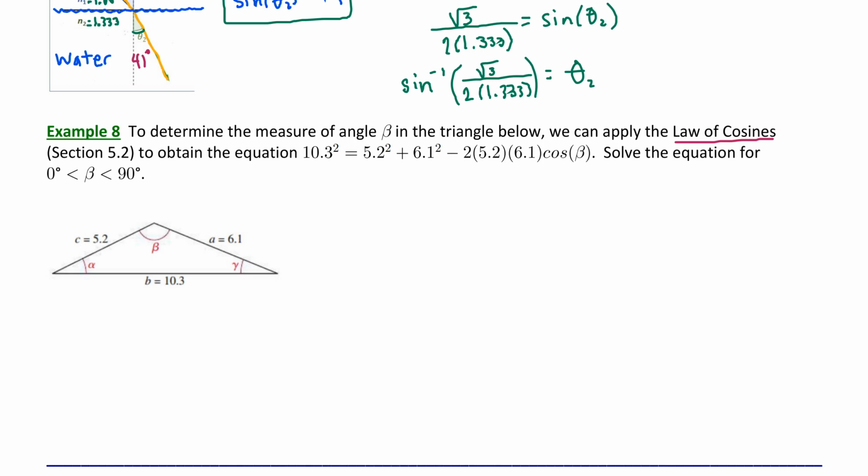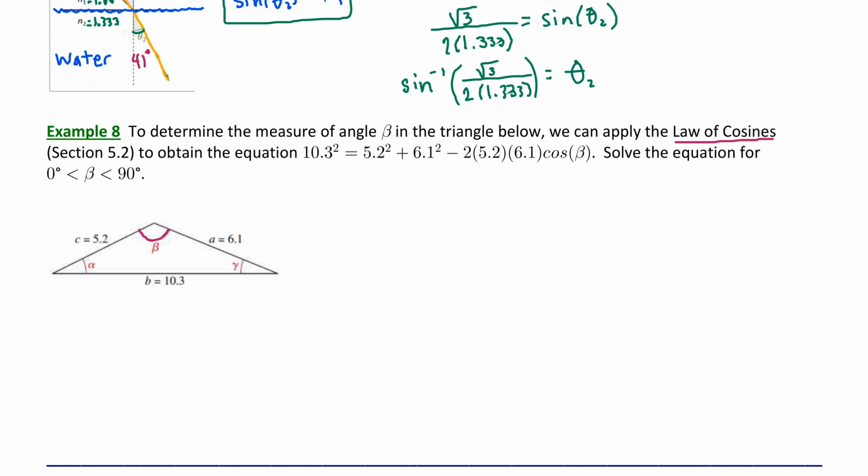So applying the law of cosines to this triangle, which we'll learn at a future date, we will obtain the equation 10.3 squared equals 5.2 squared plus 6.1 squared minus 2 times 5.2 times 6.1 cosine of beta. So we'll learn how to set that up soon, and I know you're looking forward to that. For now, we simply want to solve the equation for beta between 0 and 90 degrees. Notice you can understand why we're solving this equation on an interval. We're looking for an angle of a triangle, which will be between 0 and 90 degrees.